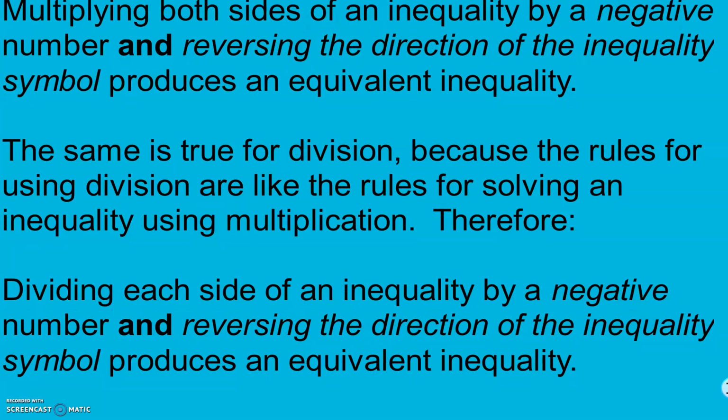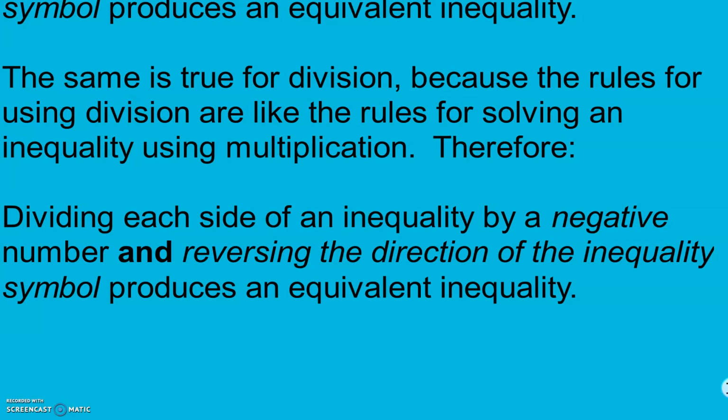So, dividing each side of an inequality by a negative number and reversing the direction of the inequality symbol produces an equivalent inequality. So if we multiply or divide both sides of an inequality by a negative number, we have to flip our inequality. So instead of being less than, now it's greater than. Instead of being greater than, now it's less than. The equal to part doesn't change, so it's either there or it's not. But our inequality itself does, because remember, when we multiply by a negative, it's like taking the opposite, so our relationship becomes the opposite as well.